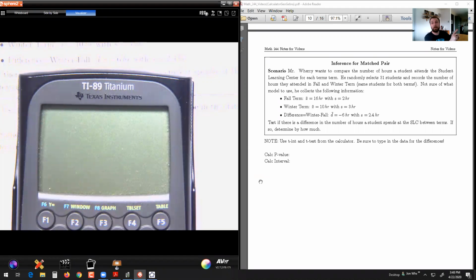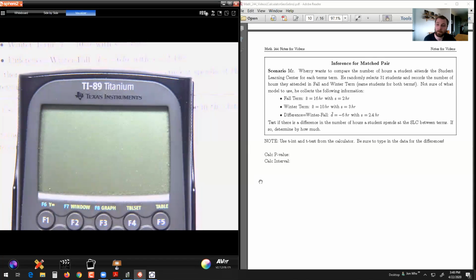Matched is linked together. So this might be something like a student's GPA for fall term and winter term where it's linked and it's the same person. In general, if you're looking at the same individuals for before and after, it's matched pair. If you're looking at different individuals, it's usually two independent groups.